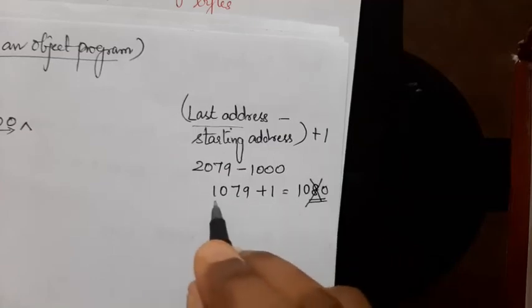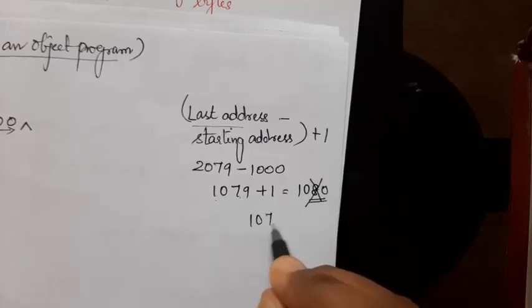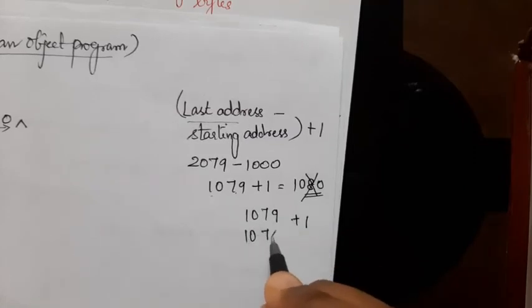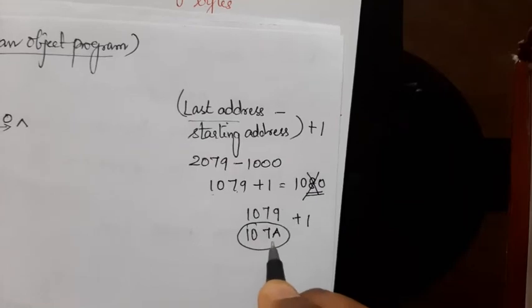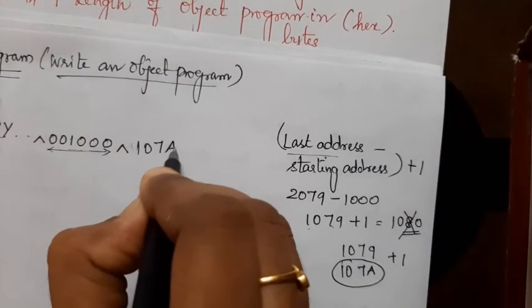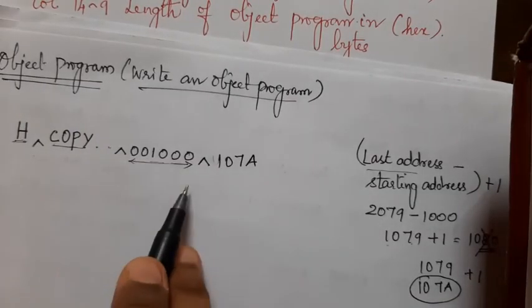This is wrong. 1079 plus 1. Next digit is what? 107A. So, this would be your hexadecimal format. And here you have to write 107A. So, this is how we create a header record.